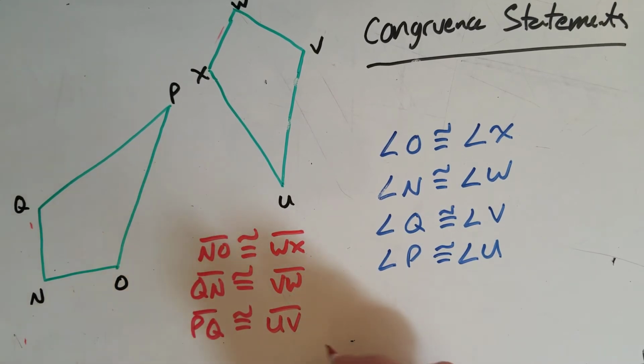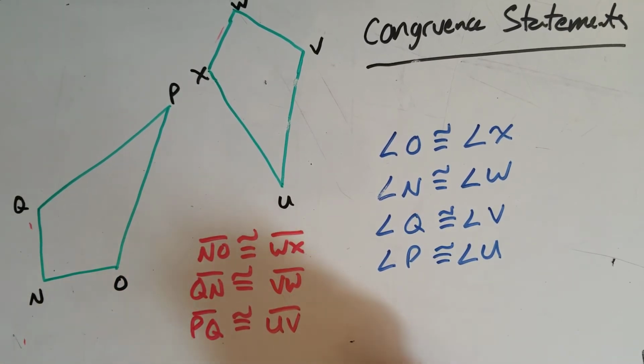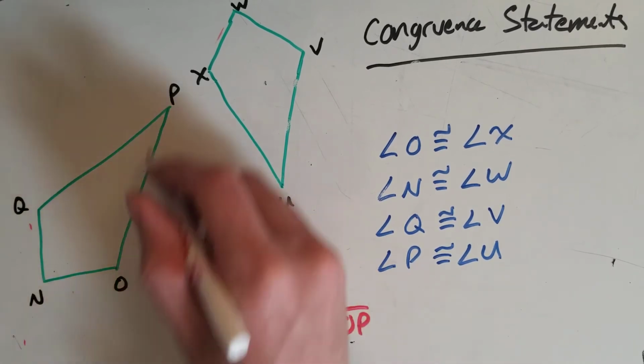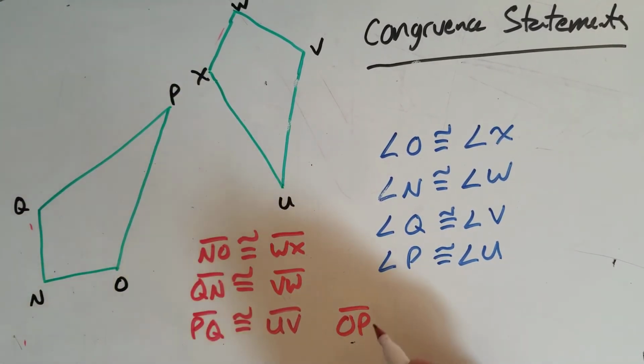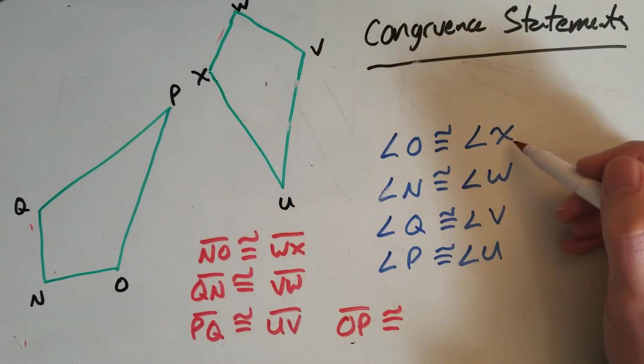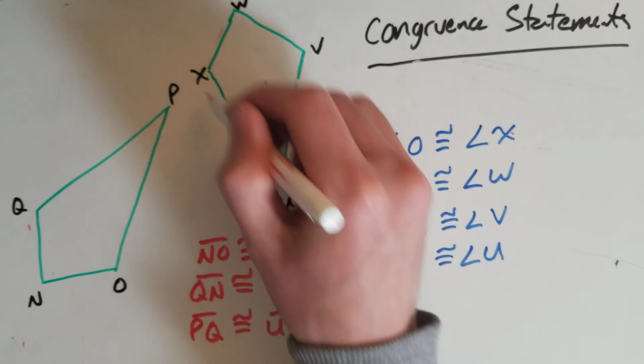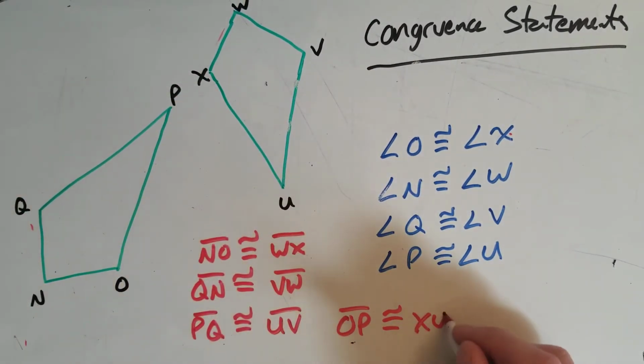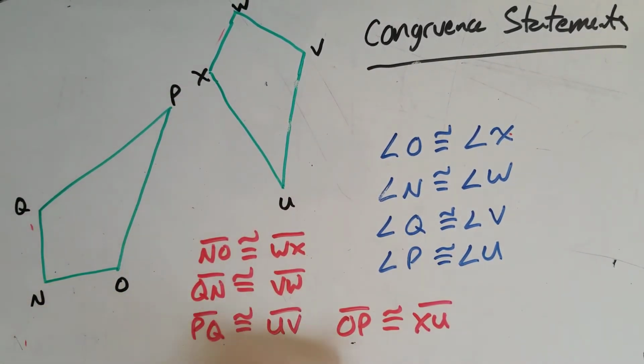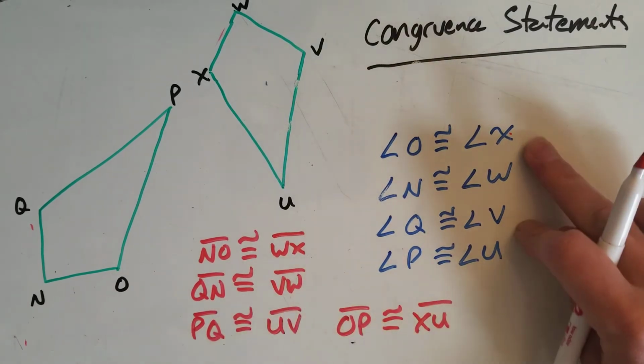They correspond. And last but not least, let's go right here. We're going to do side OP. That's our last missing side. And OP is going to be congruent to, O to P would be like X to U. So that would be side XU over here. So these are all the congruent sides. They're the ones that correspond. These are the congruent angles.